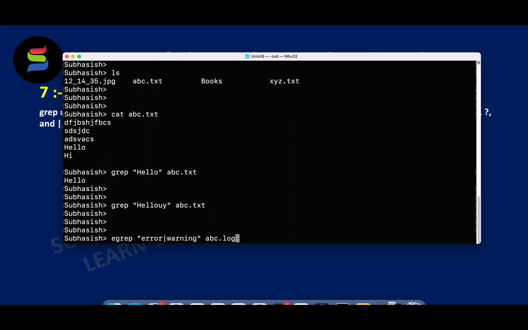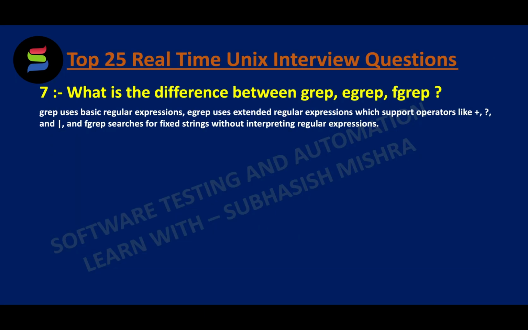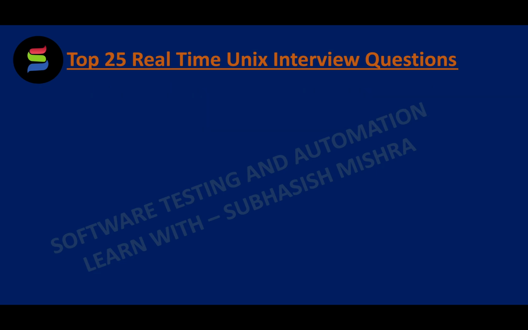And then fgrep stands for fixed grep. This version doesn't treat the pattern as a regular expression, instead it matches the exact string. Special characters like dot, star, question mark lose their meaning and are treated as normal text. So if you give, let's say, fgrep a star b file.txt, it means a star b is nothing but a complete string. This searches for the exact characters, not regex patterns. For the interview purpose you can give this answer. You can read it one more time. We will move to the next question.